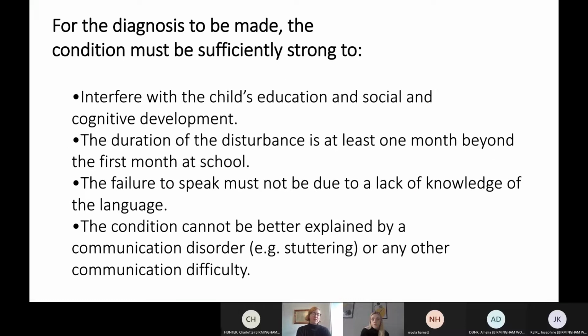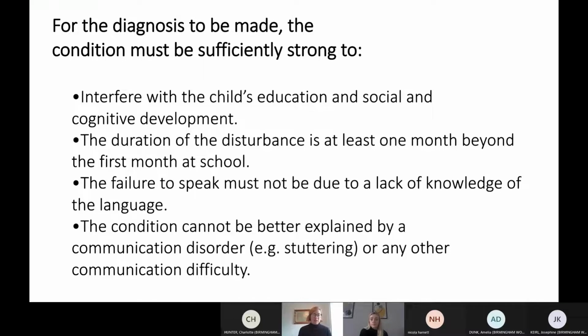To have a diagnosis of selective mutism, it's got to affect the child's education, social and cognitive development. It needs to last for at least 1 month beyond the first month at school. So it's considered quite normal that when a child starts, and this is talking about early years kids, when they start nursery or reception, they maybe will have a month where they don't really speak very much. But it's only considered to be selective mutism if it goes on for a month beyond then. So you're thinking like 2-3 months since they've started school, when we'd expect most children to get into their stride and start communicating.